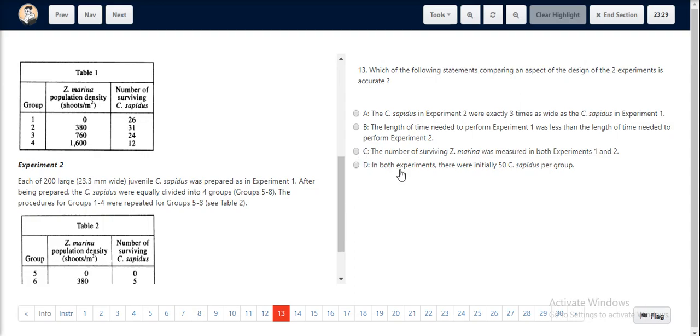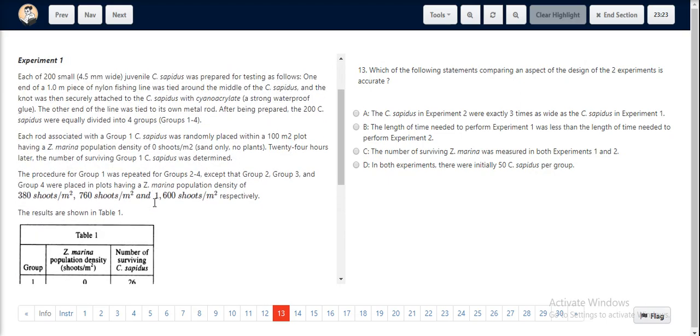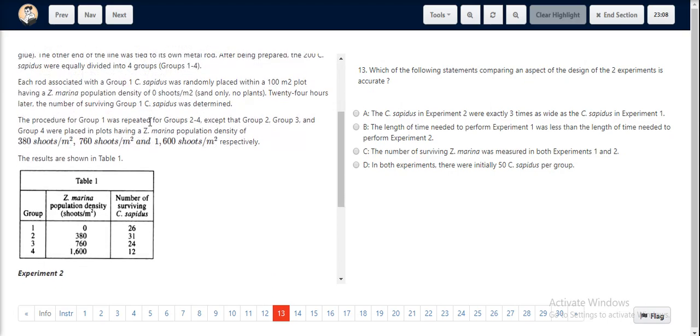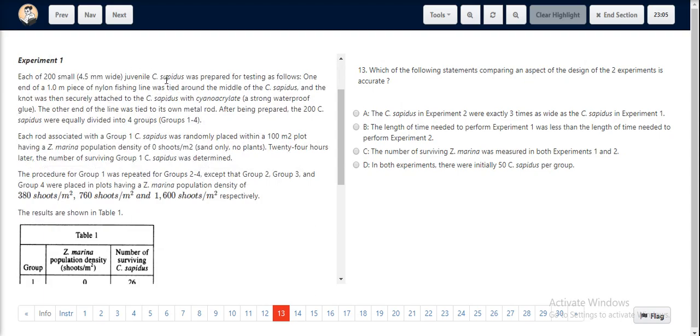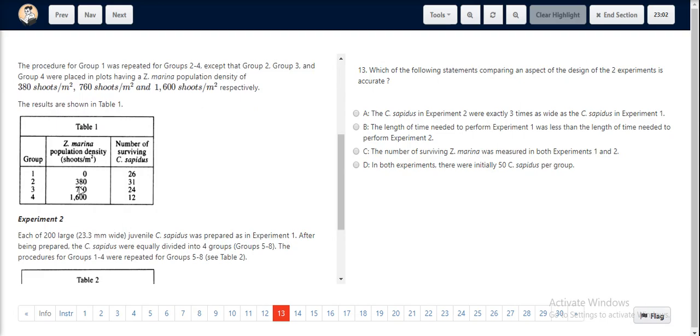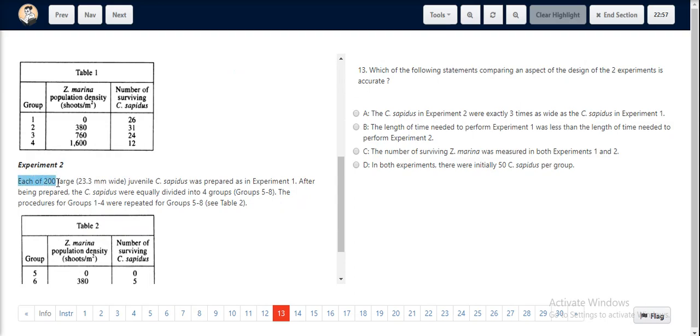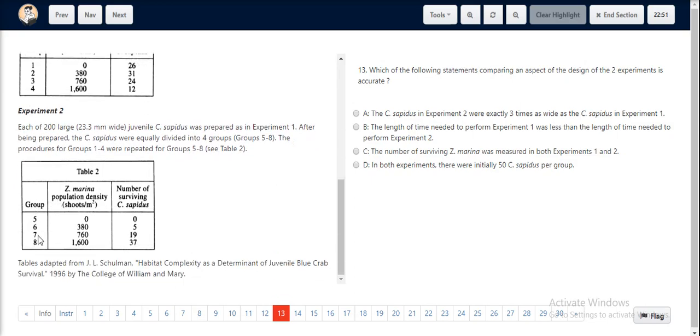Option D states in both experiments there were initially 50 C. sapidus per group. For this, we go look at a particular statement out here. We see that in experiment 1, 200 C. sapidus were collected and they were equally divided into 4 groups. Hence, if you divide 200 C. sapidus into 4 groups, we get 50 C. sapidus per group. And out here again, in experiment 2, each of 200 large juvenile C. sapidus was prepared as in experiment 1. Again, we would have 50 C. sapidus per group. Hence option D is the correct choice.